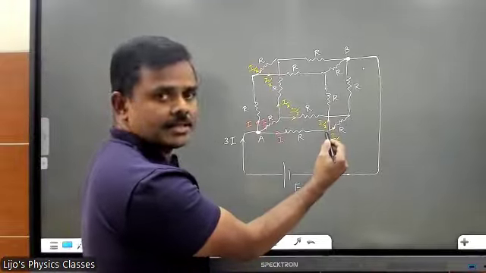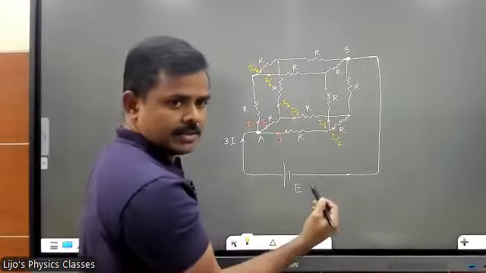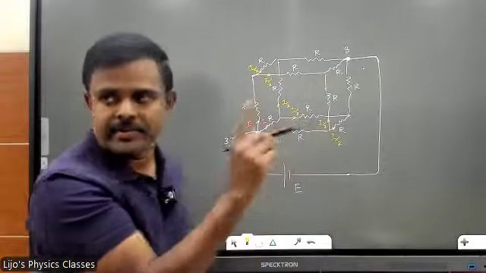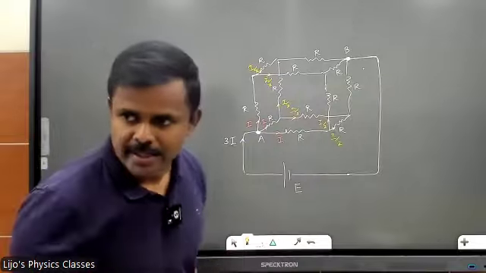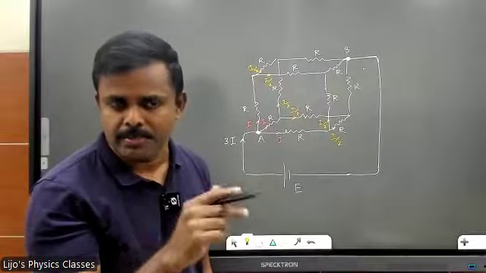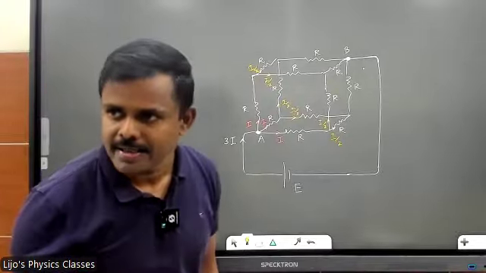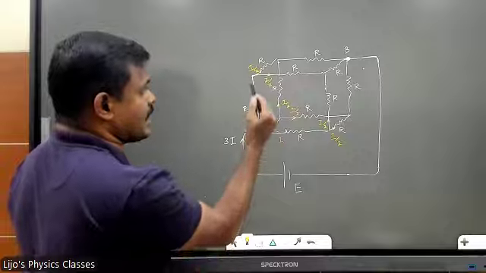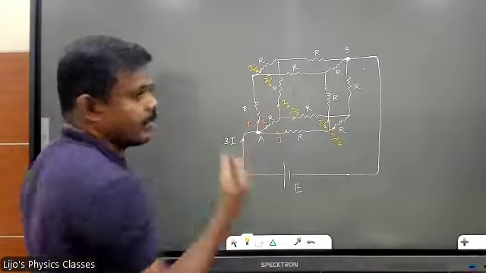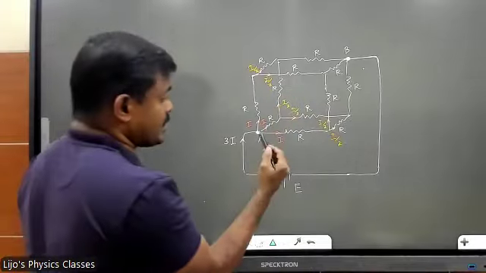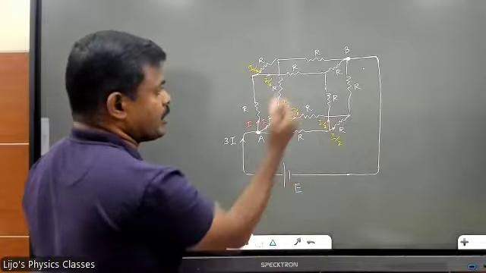Then there are 2 paths. One path like this, one path like this. So current will be equally divided, I by 2, I by 2. All right. 2 paths, it is I by 2. 3 paths, it is I by 3. Correct. And tell me, similar way, this current I reaching here will be split up into I by 2, I by 2. Similar way, this current reaching here will be split up into I by 2, I by 2.